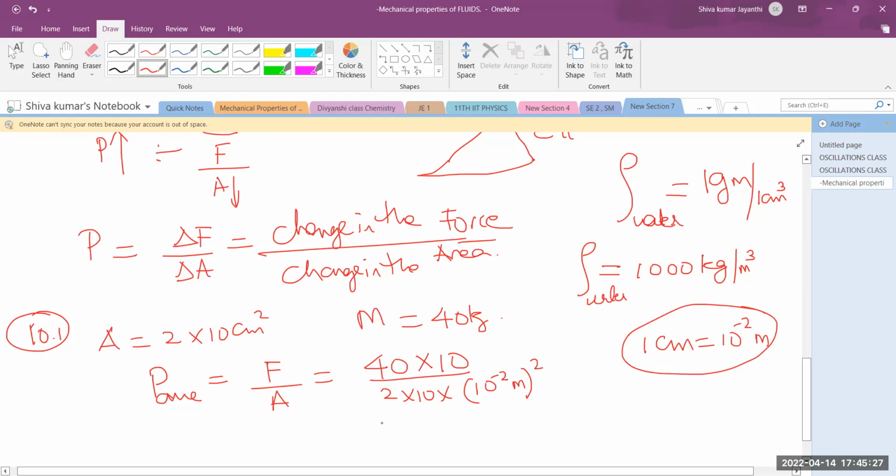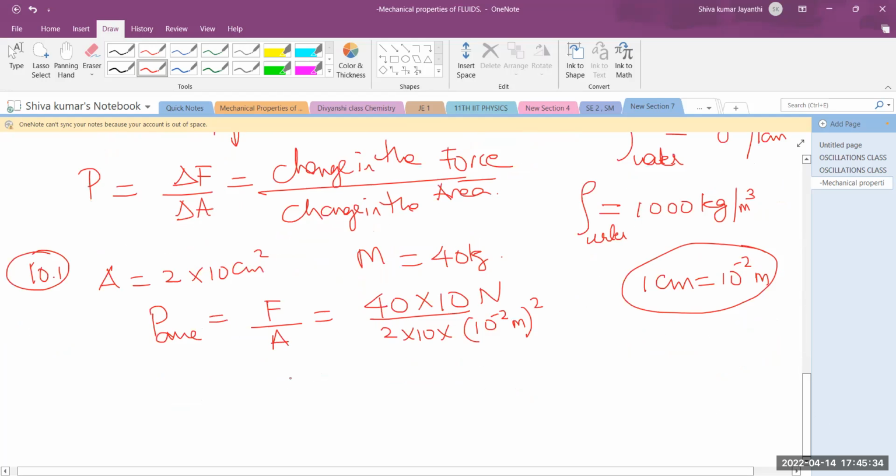So that's what it is. So now what is this? This is Newton. So the unit is Newton per meter square. This is how much? 0 you can put, 4 you can put. So you got 20 in the numerator, Newton per meter square. 10 power minus 2 becomes 10 power minus 4 because square is there. So what do you get there? 2 into 10 power minus 4 becomes plus 4. Newton per meter square. So did you understand this?